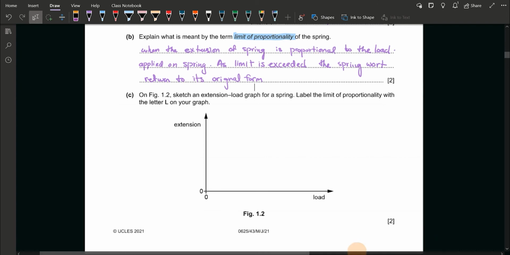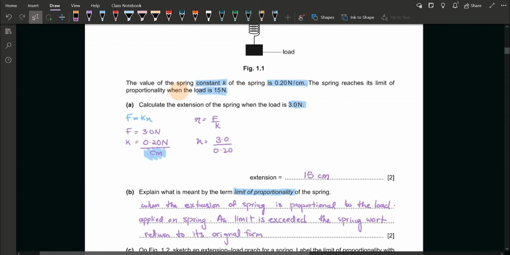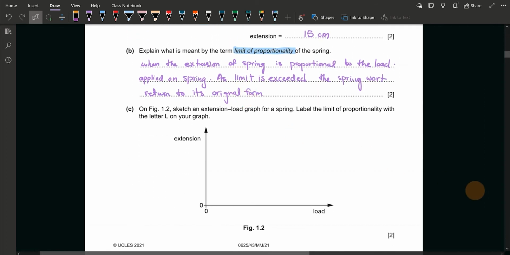Part C says on figure 1.2, sketch an extension load graph for a spring. Label the limit of proportionality with the letter L on your graph. So they told us in the first part that the limit of proportionality is reached when the load is 15 newton, right? So we can draw our graph, and we know that extension is going to be proportional to the load before the limit is exceeded. So it's going to be a straight line till 15 newton of load.